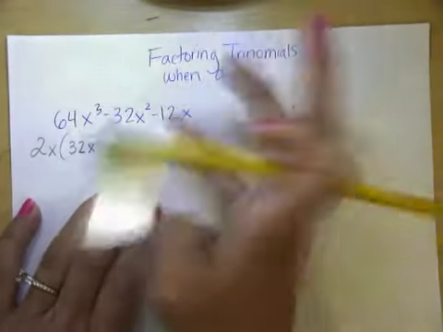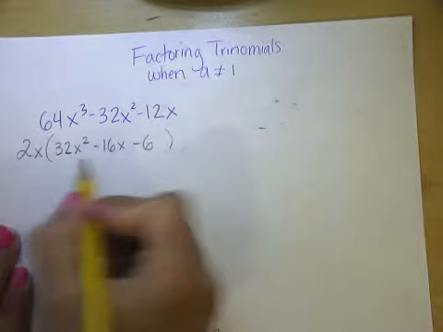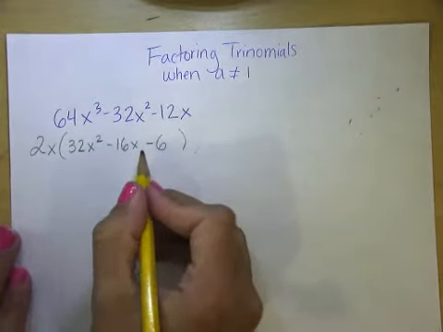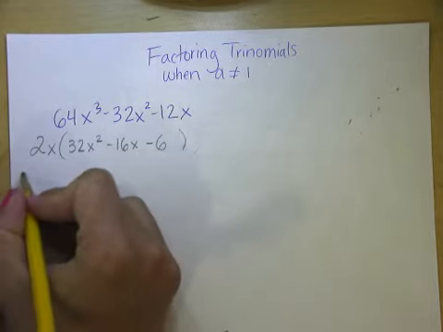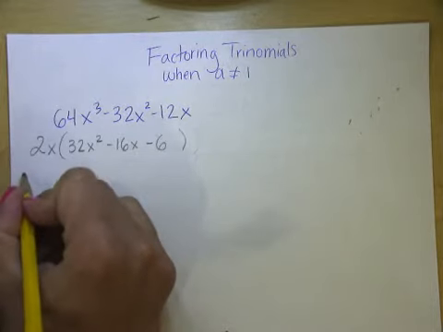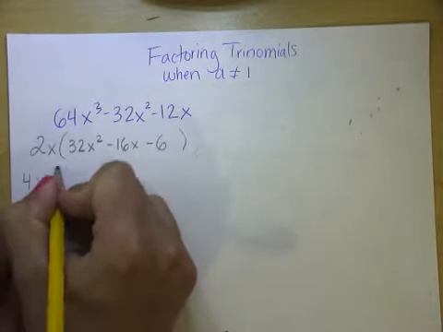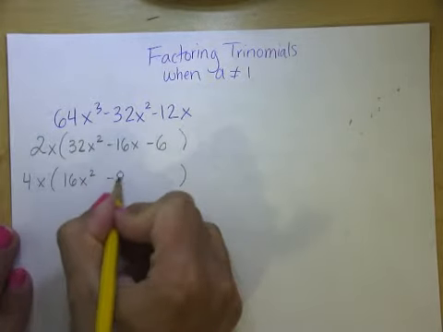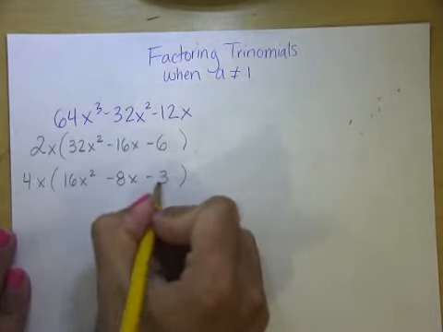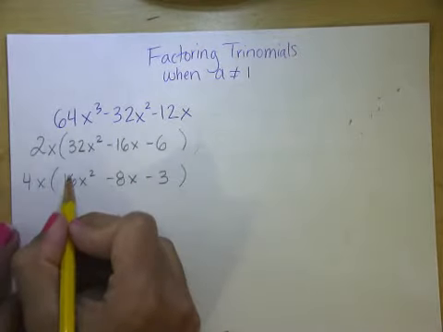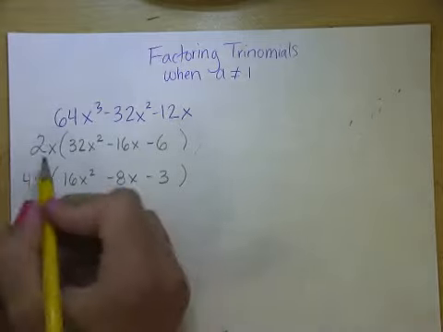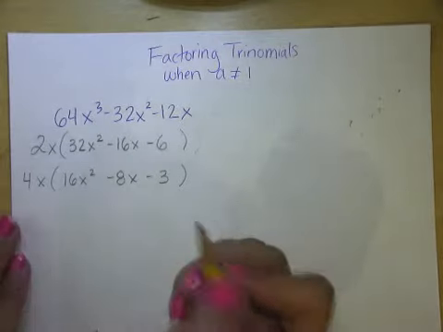Now that I've pulled out my common factor, I notice all of these are divisible by 2 again. So what that means is that if I put another 2 on the outside, I'd have 2 times 2. So really 4x was my common factor. So this would be 16x squared minus 8x minus 3. Just to double check, if I multiplied, I'd get 64, negative 32, and negative 12. So that is my greatest common factor.